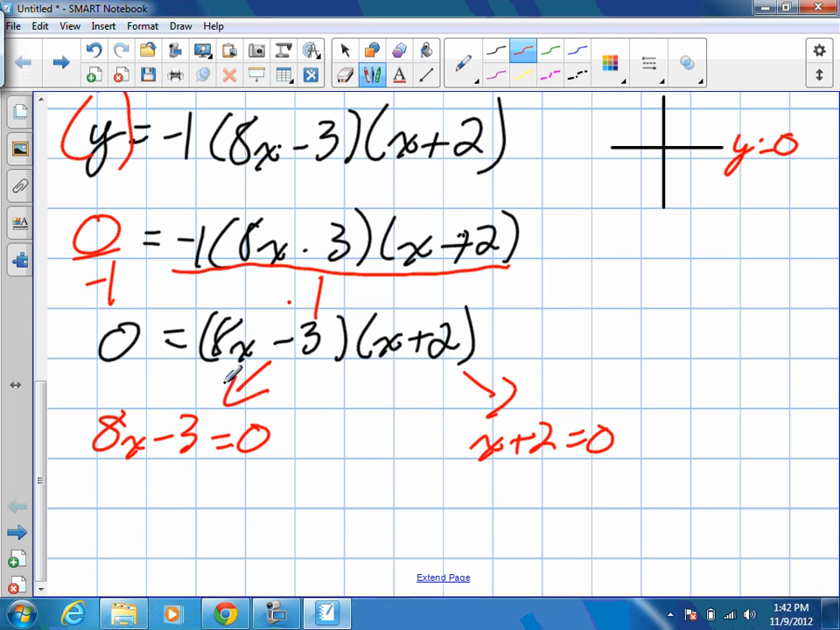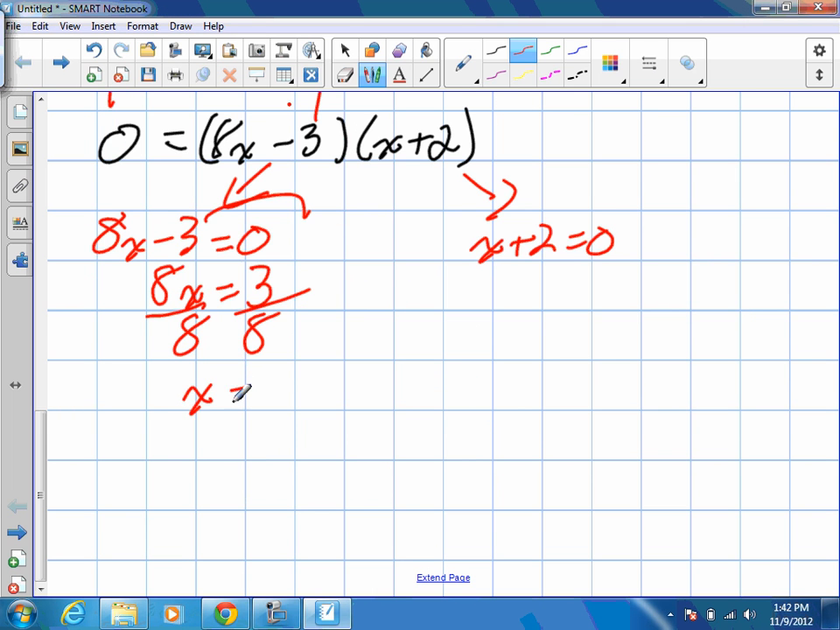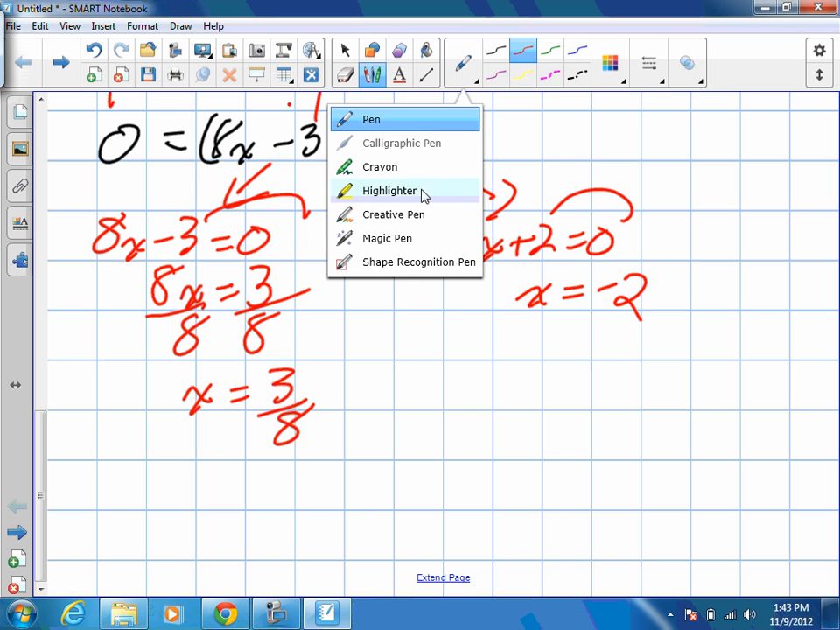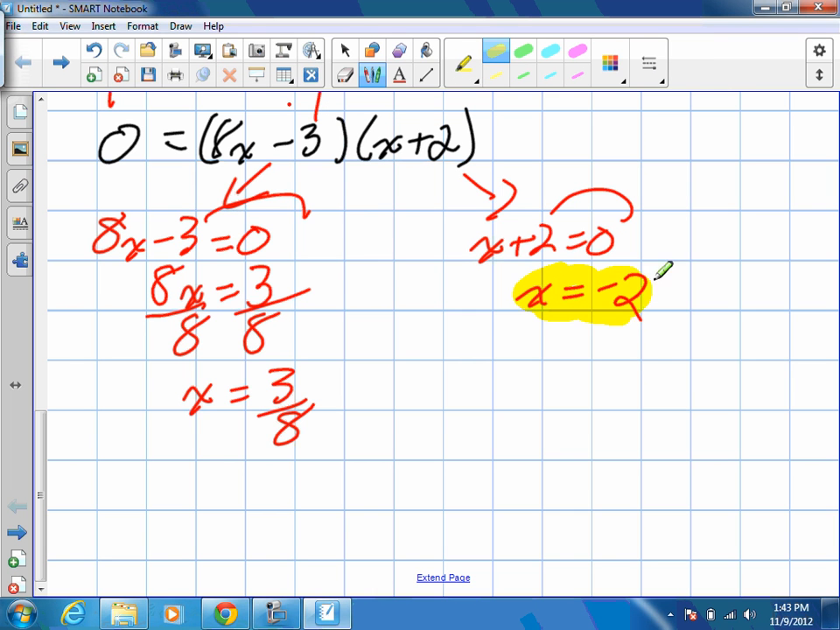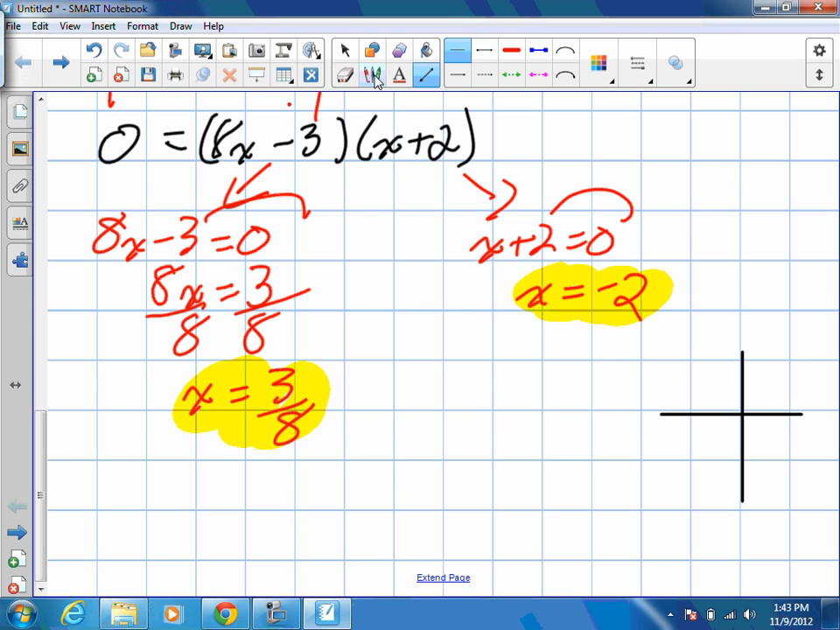If we bring the 3 over, we get 8x equals 3. And then we divide by 8 to get x equals 3 over 8. And then the other one, x equals negative 2. What have we just found? The 2 x-intercepts. So if we're to graph this, we have an x-intercept at 3 over 8, and one at negative 2. So here are our two x-intercepts.